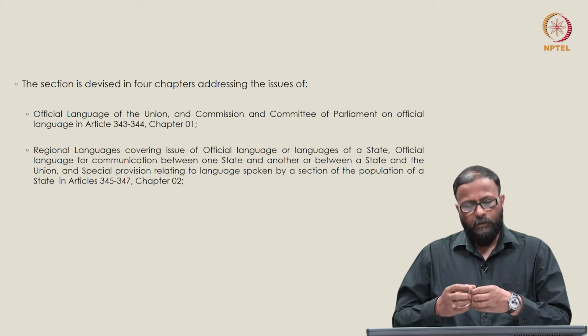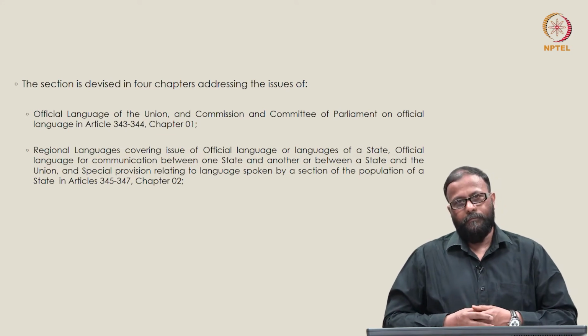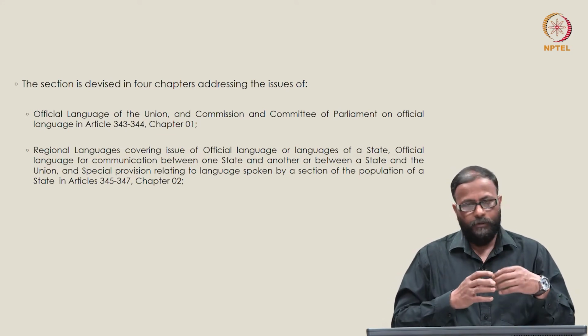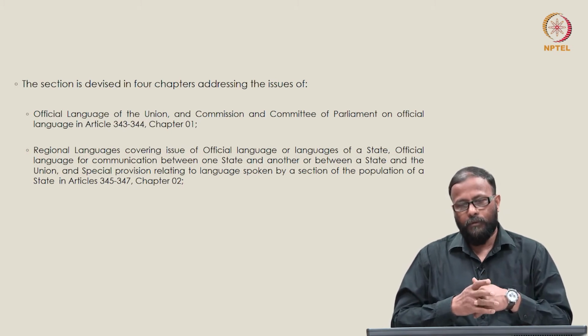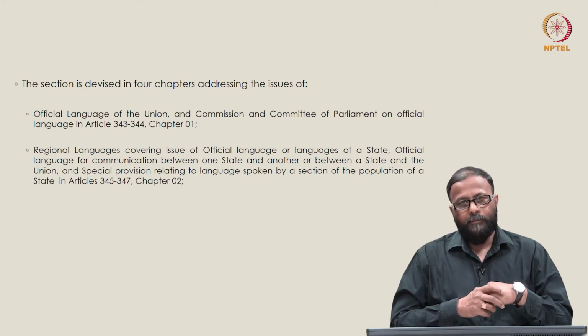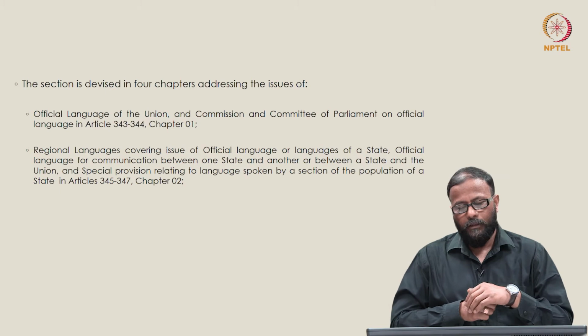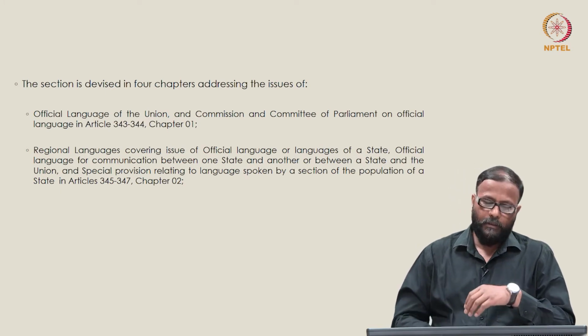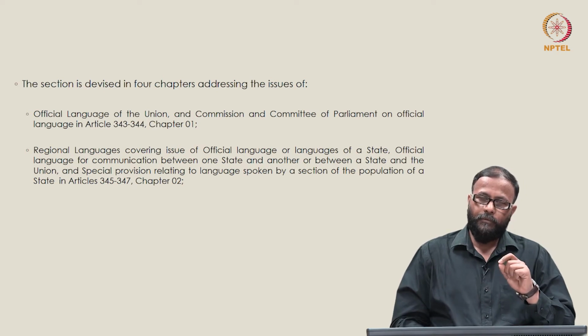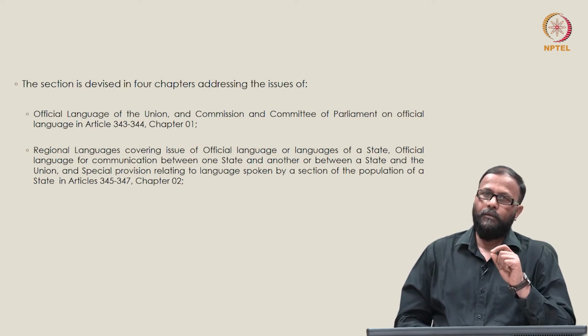So, this section has 4 chapters from Article 343 to 351. In Chapter 1, we have the official language of the Union and the Commission and Committee of Parliament on official language, from Article 343 to Article 344.